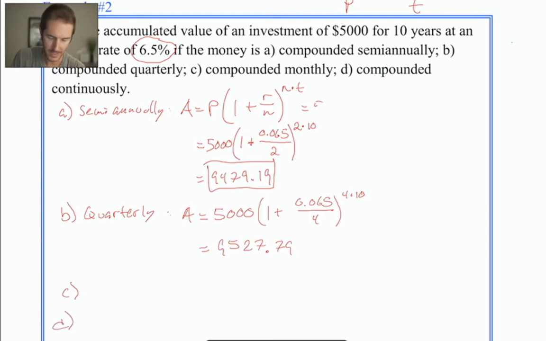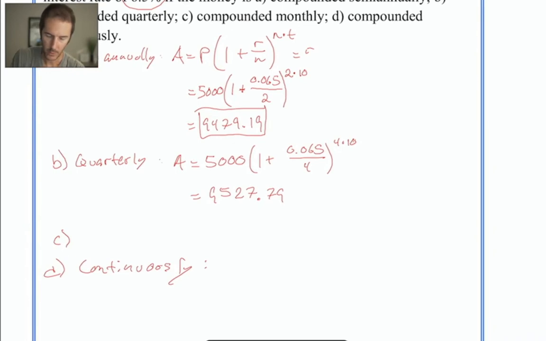I'm going to jump to part D. So for continuous, the equation looks drastically different. Here, A is equal to P times e to the rt, which is, I'm going to go left to right on this one, $5,000 times e, which is a number already, to the power of our interest rate as a decimal, 0.065, and we'll multiply that by t, which is still the number of years, which is 10.